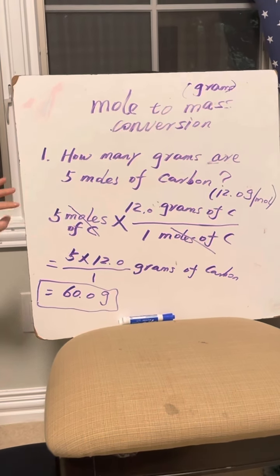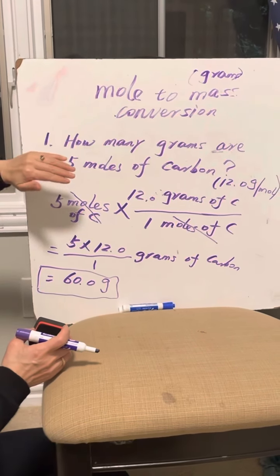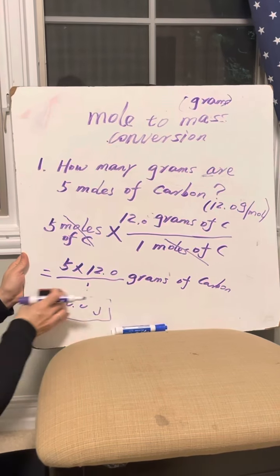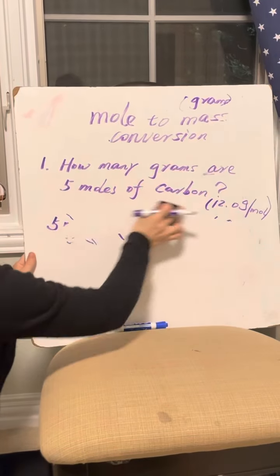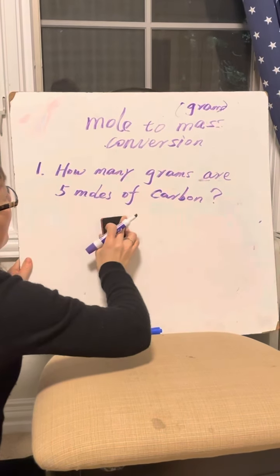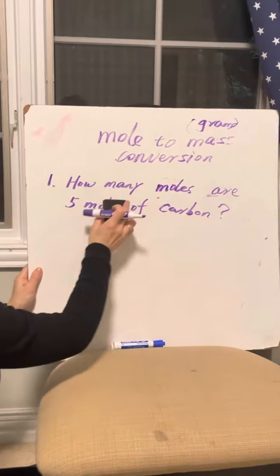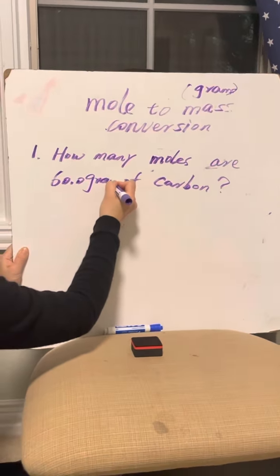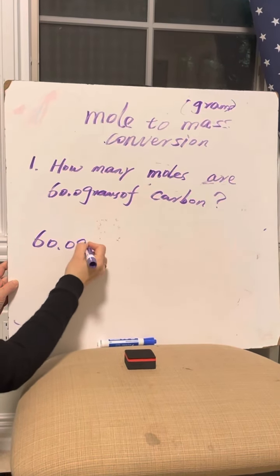Right now, I'm going to do the opposite question, just show you quickly how you're going to convert grams to moles. Okay, so I'm going to erase this. You may pause the video and write the detail down for what I just showed you. And then we're going to practice during the live class. So now I'm going to change this question. How many moles are, let's say, 60 grams of carbon? So this time, what I know is 60.0 grams of carbon.